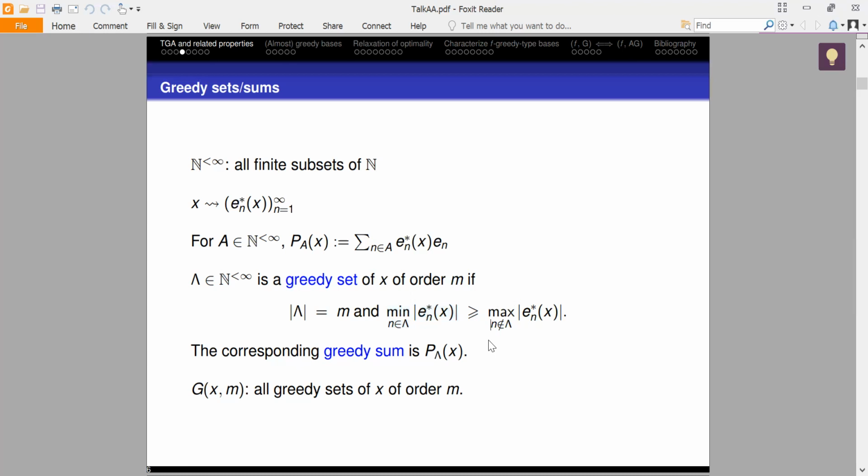And the corresponding greedy sum is simply the projection of x onto lambda. And finally, G_x^m is the set of all greedy sets of x of order m. Now, this definition already tells us that greedy sets are not unique, right? Because you can have a vector that has two equal coefficients, and then there might be many greedy sets. Okay, so that is how we define greedy sets and greedy sums.